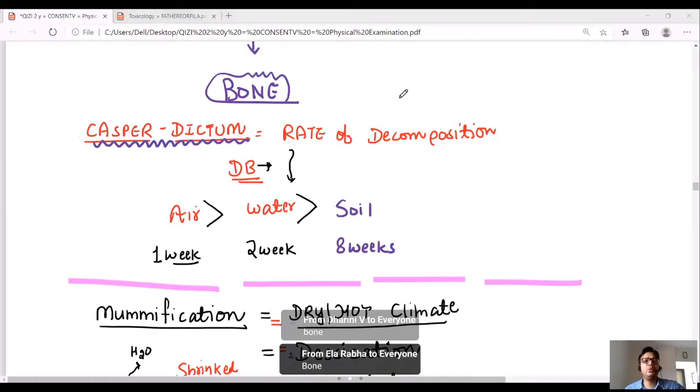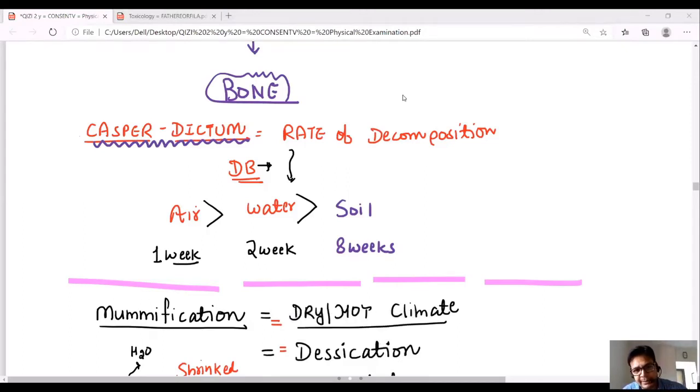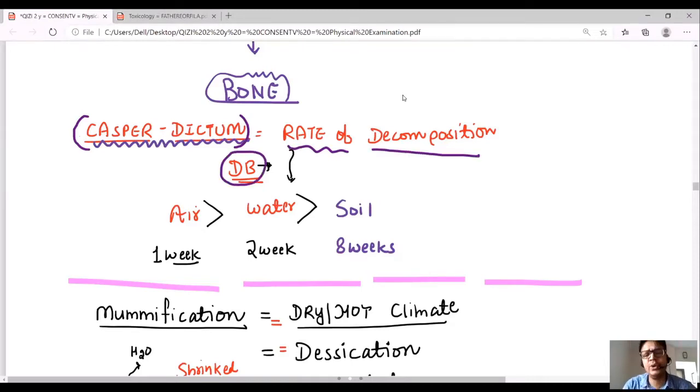Now we are coming to Casper's dictum. What is Casper's dictum? This is a very important term. Casper's dictum is the rate of decomposition of a dead body in air, in water, and in soil. This question comes in the exam. Maximum rate of decomposition is in air, then in water, then in soil.